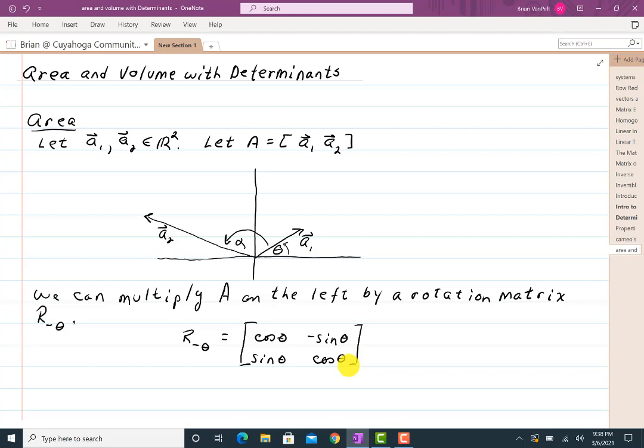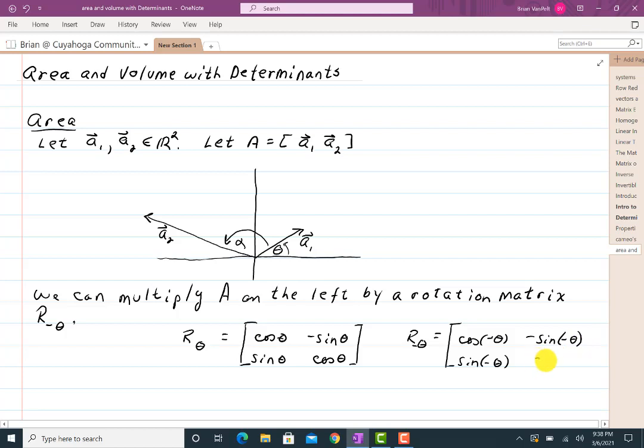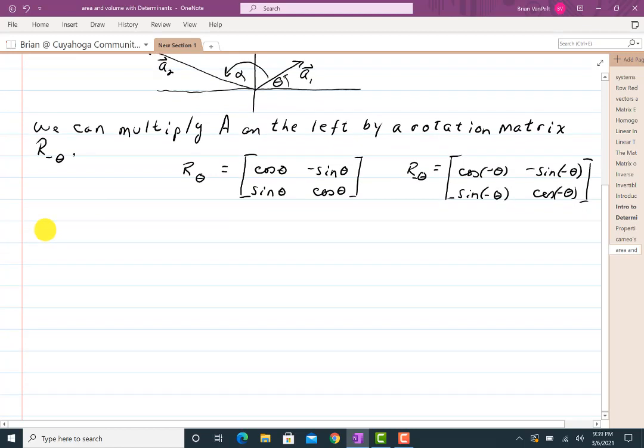But if instead I make it negative theta, I should have just called that R of theta. If I wanted to go negative theta, like that's actually what I wanted to do, I'll put a little negative in there. Then we'll simply change the thetas to negative thetas inside the matrix. This way, when I multiply on the left by that matrix, it'll rotate theta clockwise.